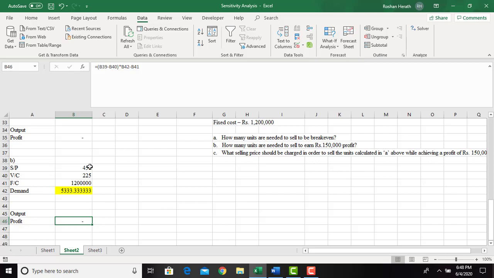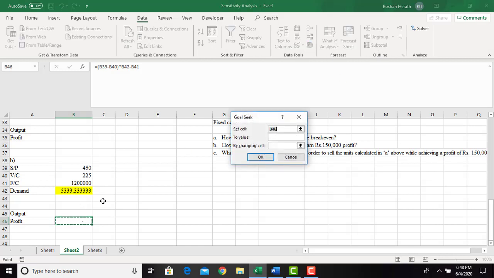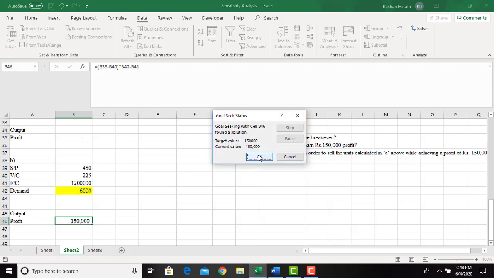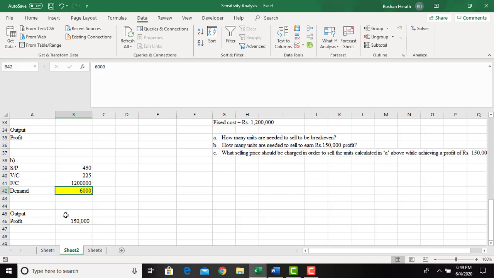So still make sure that the formulas are correctly applied. It is B39 minus B40 times B42 and minus B41. Yes. Otherwise, it's not going to work, right? What-If Analysis, Goal Seek. You want to set this value to what? 150,000, by changing what? The demand or the number of units. Say okay. See, when you sell 6,000 units, you can make a profit of 150,000. So that's the answer for part B.